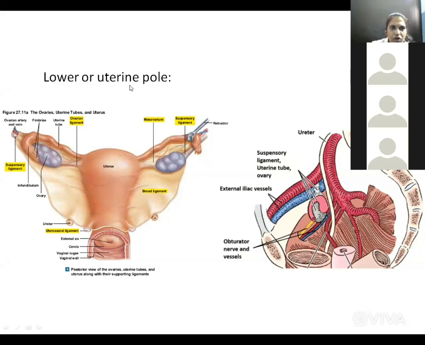Now, the lower pole or uterine pole. This is the lower pole or uterine pole. Here you can see there is one more ligament attached to this one, and this is the ovarian ligament, which is attached to the lower pole and extending up to the lateral angle of the uterus. Now, at the lateral angle of the uterus, there are two structures, the uterine tube and the ovarian ligament.